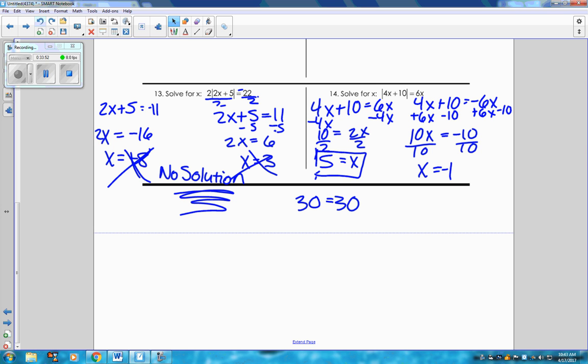Negative 1 times 4 is negative 4. Negative 4 plus 10 is 6. Absolute value of 6 is 6. 6 times negative 1 is, can 6 equal negative 6? No. So I have one answer.